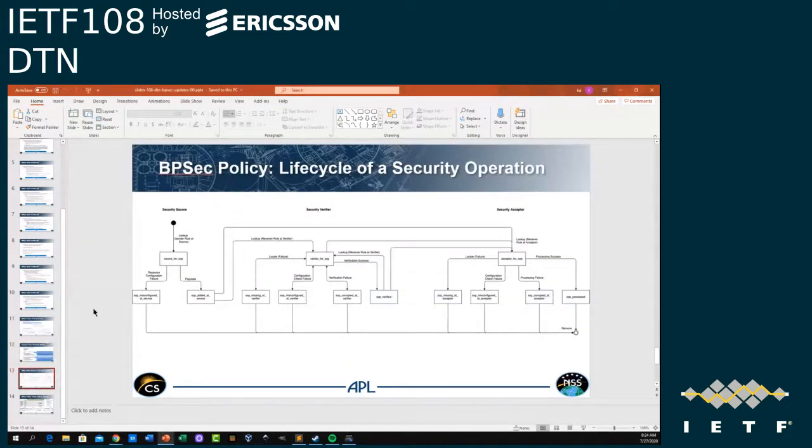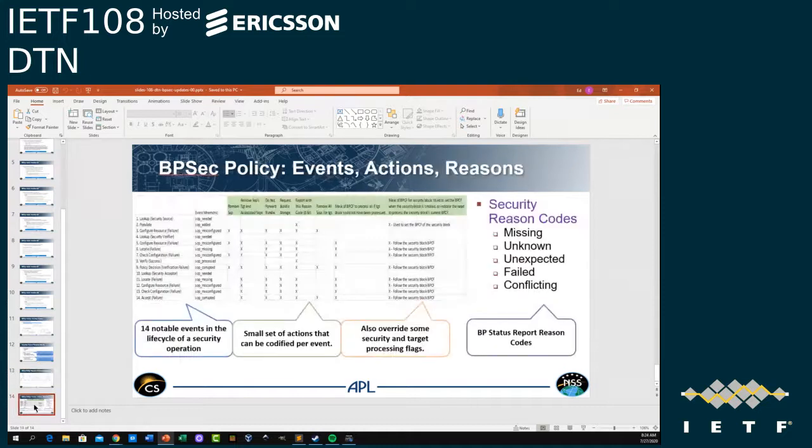And as an example of the kind of normative or at least good practice information that could be in there, if we were to look through the life cycle of a security operation, regardless of what security context you're using, your security blocks in a bundle will go through this life cycle, and make sure that that is defined someplace so that you can say your security context must consider each of these possibilities, and whether or not there's value in putting together things like generic security reason codes if they're not in BPSec, and then notable events coming out of such a security operations lifecycle.